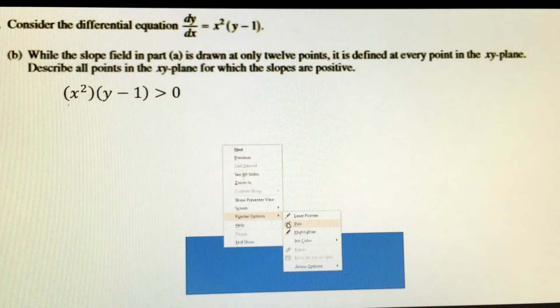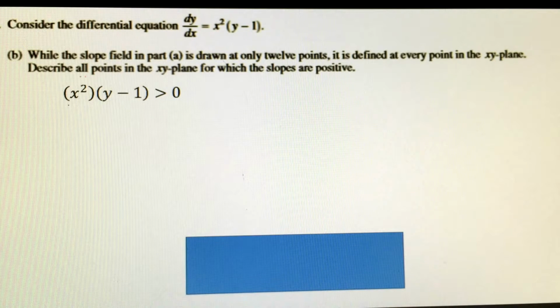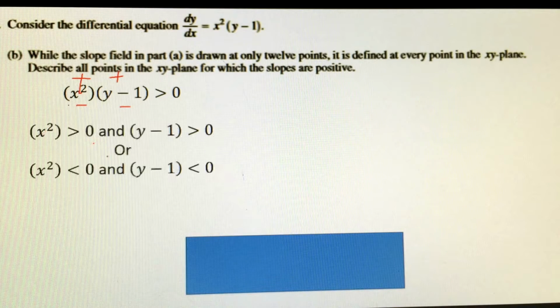We also have to realize that there are two cases in which this could be true. It could be when x squared is positive and y minus 1 is positive, because a positive times a positive will equal a positive, or when x squared is negative and y minus 1 is negative, because a negative times a negative will also be a positive. So we can look at these two cases, our positive case and our negative case. In our positive case, x squared is greater than 0 and y minus 1 is greater than 0. Or we can look at our negative case, which is when x squared is less than 0 and y minus 1 is less than 0.